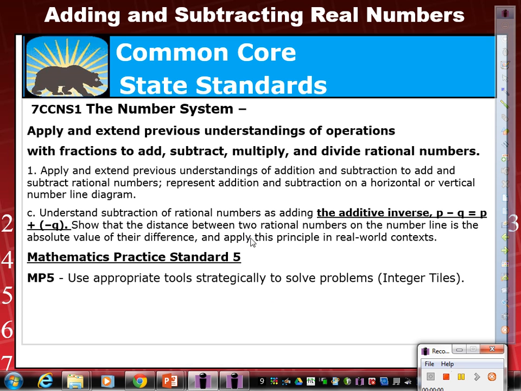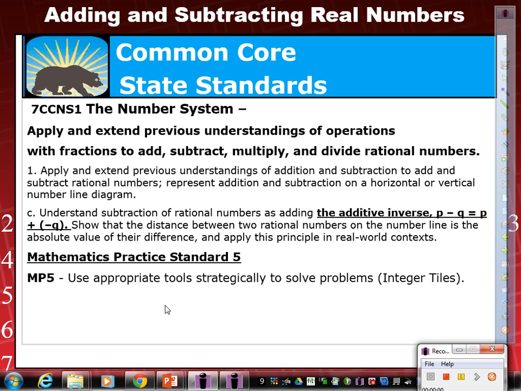Once again, title your notes, adding and subtracting real numbers. We're still on the same standard. Once again, it's a review to get us ready for what we're going to be doing in regards to polynomials. But we're focusing on the additive inverse property, okay? We covered that yesterday, but we're also focusing on math practice standard number 5, which is using tools strategically to solve problems. Now, what tools did we use yesterday?